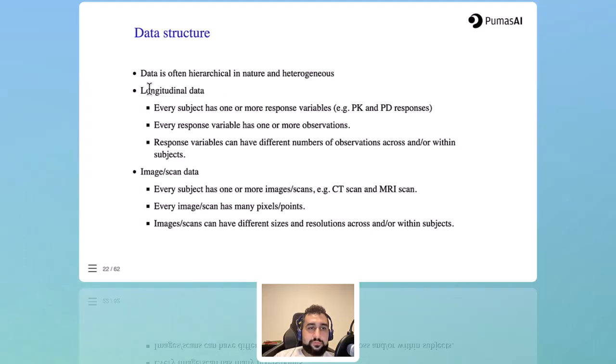I'm drawing an analogy here between longitudinal data, which we're much more familiar with, and something like image or scan data. We could also have longitudinal image or scan data, where we take scans across different points in time. That adds another level of hierarchy: multiple time points where we have scans, and then within each scan we have many pixels or point cloud representations of the scan. These can be combined to form one more level of hierarchy.